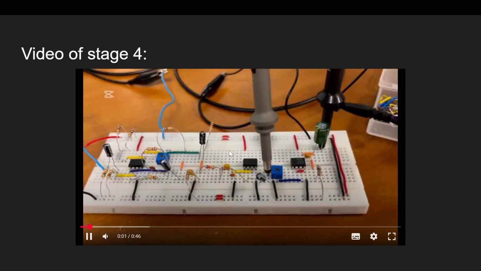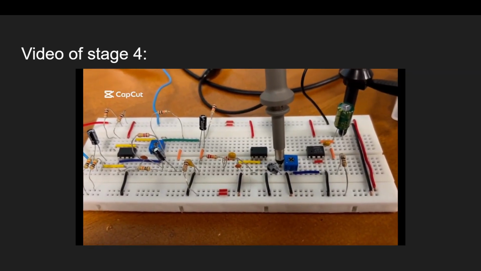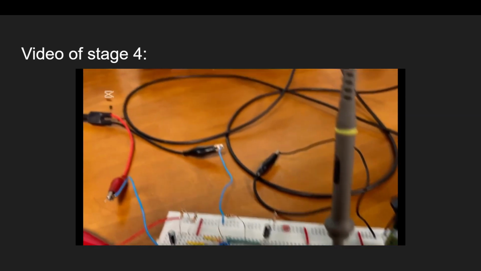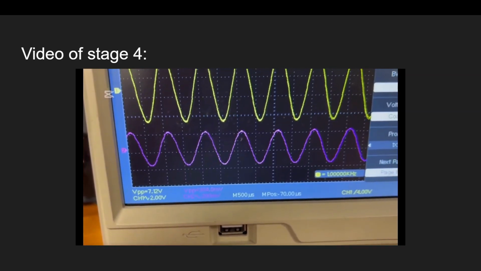Now this is the video recording for stage 4. To record for stage 4, we would leave test probe 2 at TP4 and connect test probe 1 to TP5. Now we can see that the output voltage is about 7 volts when the trimmer is at the utmost right.